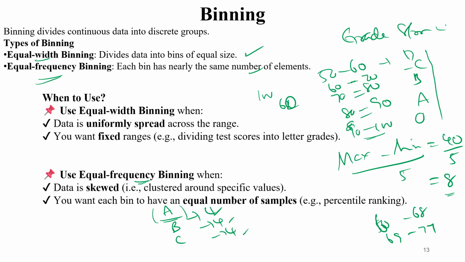So for equal frequency, how to do it? First, you have to collect the number of data. For example, if the number of data is 15 and I want to make 5 bins, each bin should have 3 entries, not equal width. So each bin should have 3 entries. This is called equal frequency binning.